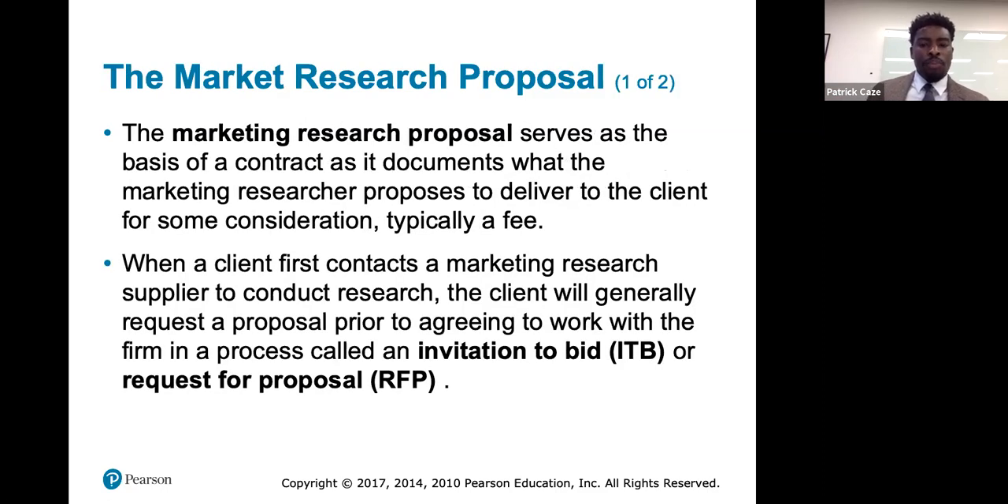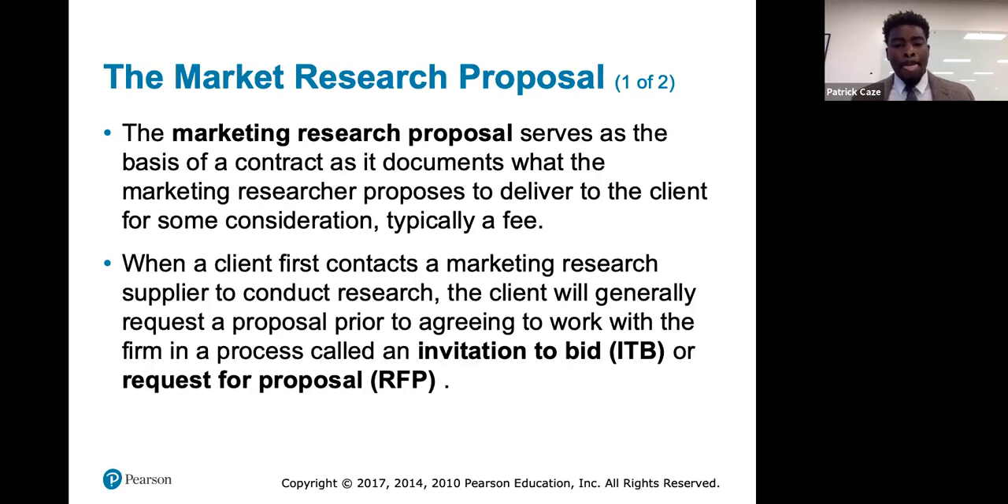The marketing research proposal just serves as a contract, right? A market research proposal is delivered to the client with some consideration, typically for a fee. Of course, it's just a proposal. The things that you found in your research, you're presenting to your client, and so you put it in the proposal format. You lay it out.